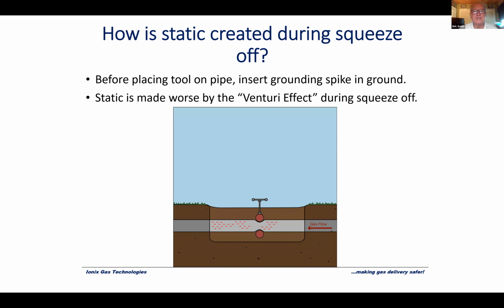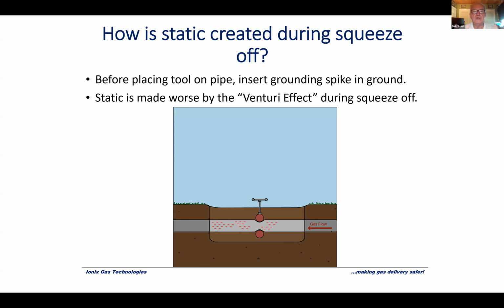It is because when you start to squeeze down that pipe, the Venturi effect takes effect. What happens is the diameter of the pipe, as it starts to get reduced, the gas initially will try to speed up to go through the narrowing opening. And so there'll be a greater velocity downstream. There's greater friction downstream on the inside of the pipe. That in turn will generate more static electricity on the downstream side of the pipe. It also does generate static on the upstream side of the squeeze off, but not as much.